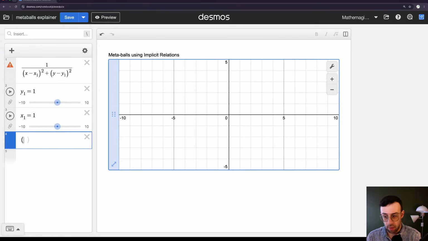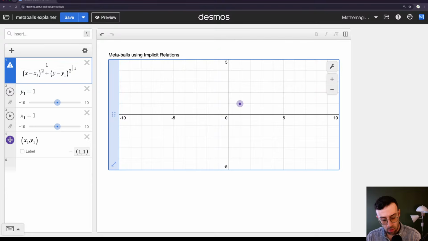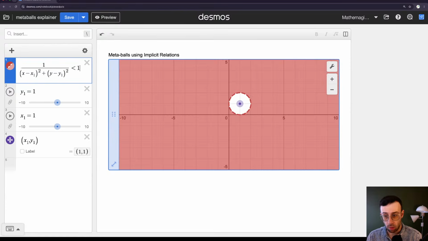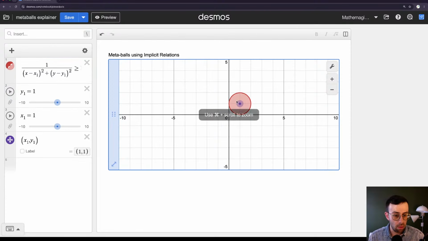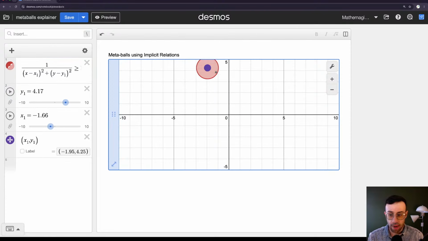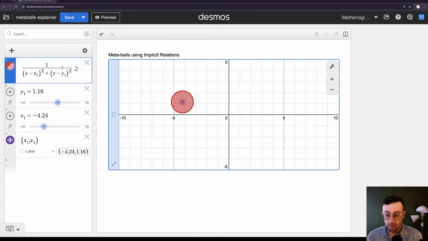Okay, and then I will make it so you can drag it. And less than 0 probably. Oh, less than 1, greater than 1. I always forget if it's less than or greater than. And we're going to explore that a little bit, why it's greater than 1 here. Okay, so I have one circle, and it turns out that I can add more by just adding more of these terms here.